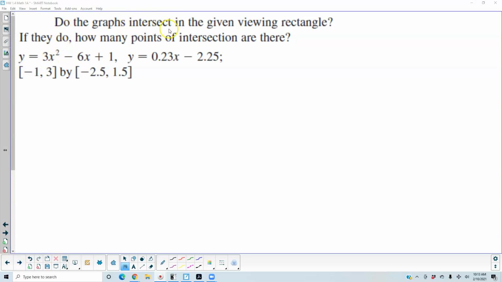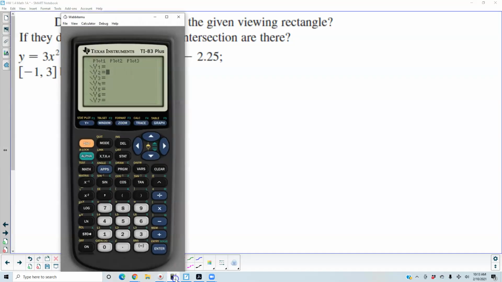Okay, this question: do the graphs intersect in the given viewing rectangle? And if they do, how many points of intersection are there? So we have the graphs y = 3x squared minus 6x plus 1 and y = 0.23x minus 2.25, using the viewing rectangle. So let's go ahead and do that.